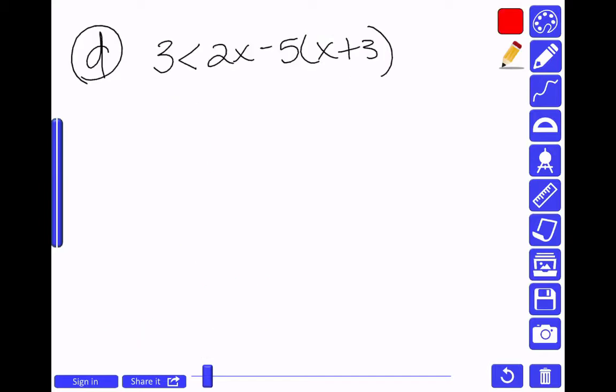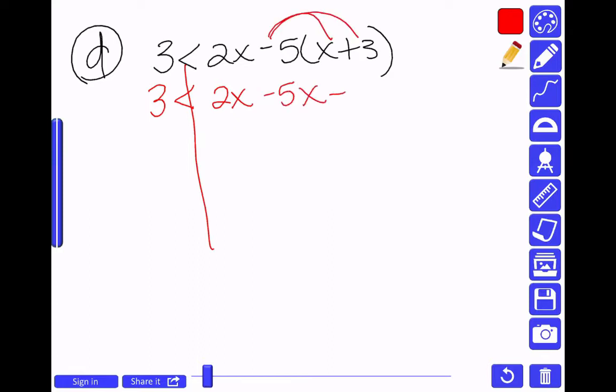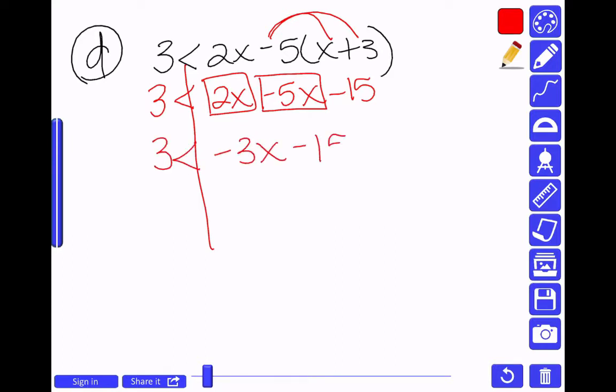3 is less than 2x minus 5 times the quantity x plus 3. So again, I want to distribute first. So 3 is less than 2x. That does not get distributed. Negative 5 times x is negative 5x. Negative 5 times 3 is negative 15. So I've distributed. Now I want to combine like terms. So I want to combine my x's. So 3 is less than negative 3x minus 15.